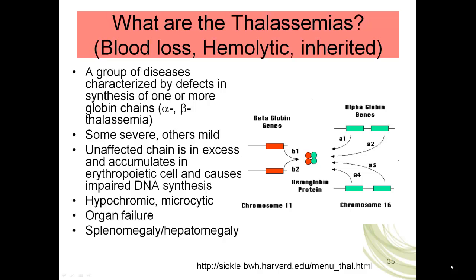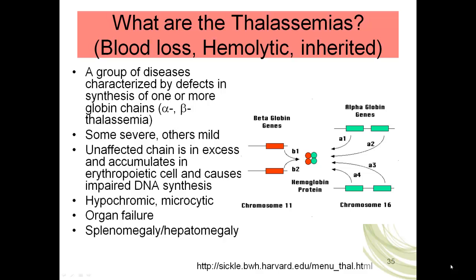And those alpha genes are found on chromosome 16. If you have beta thalassemia, it means you have a genetic mutation in one of your beta globin genes, which are found on chromosome 11. Now, the thalassemias can be severe to very mild. And what happens is, let's pick beta thalassemia for an example. Look at the red squares that represent the genes.